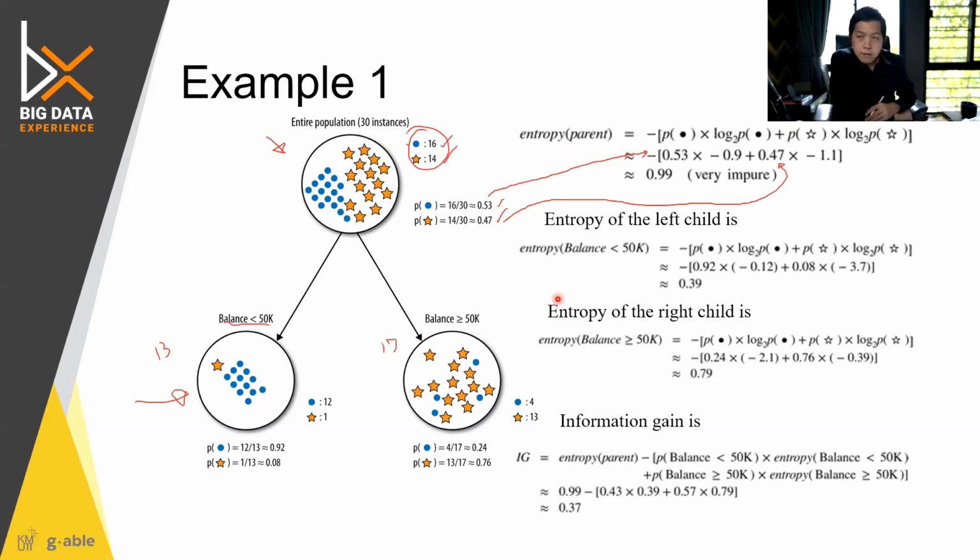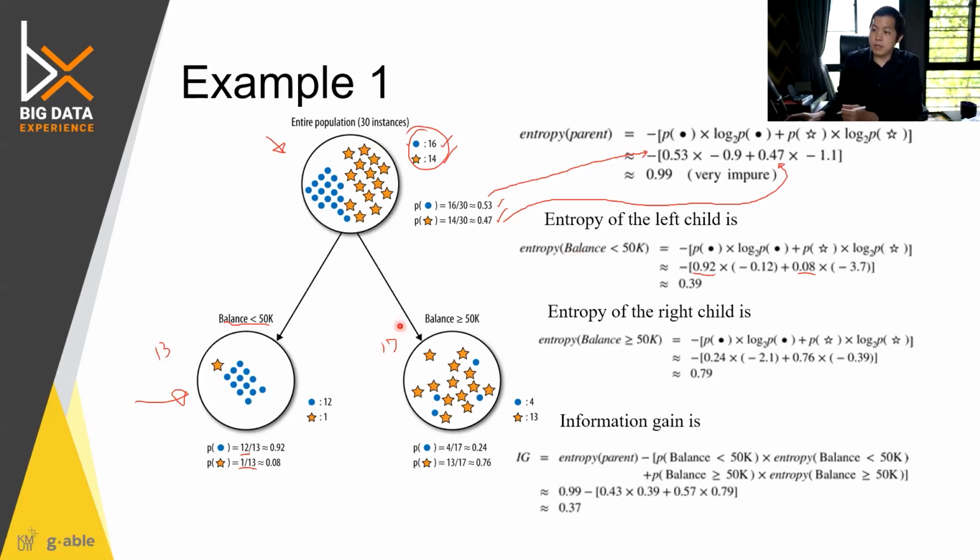If we take a look at this first, then you see that we can calculate entropy from them. From this group, you have P dot equal 12 over 13, and P star is 1 over 13, right? And then you get the probability out. From this probability, you can see 0.92 and 0.08 is used there, and also log of 0.92 and log of 0.08 is calculated there. And then we got this entropy for balance less than 50K.